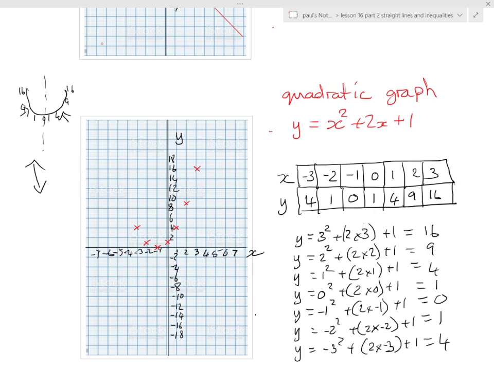So we've got all our points, and now the tricky thing, especially with this, is to try and draw as smooth a line as possible, joining these up.